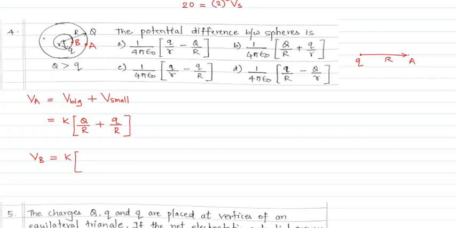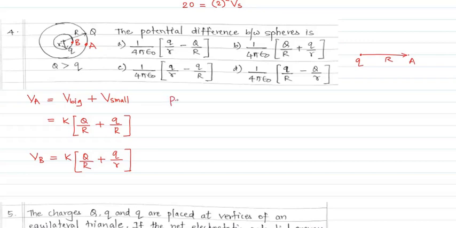If you take potential due to the bigger sphere, point B is inside the bigger sphere. It is the same as that on the surface. So again you will have Q by R plus, now due to the smaller sphere, point B is on its surface. So the distance will be small r instead of capital R. So Q by small r, bracket complete. This is the potential at A and potential at B.